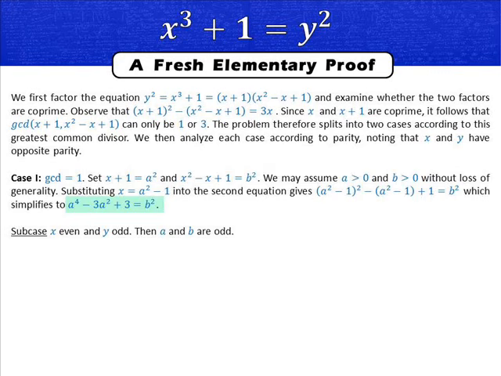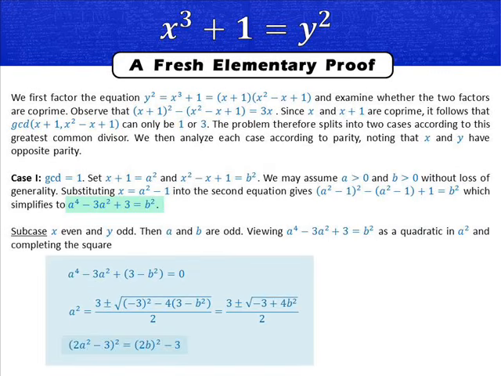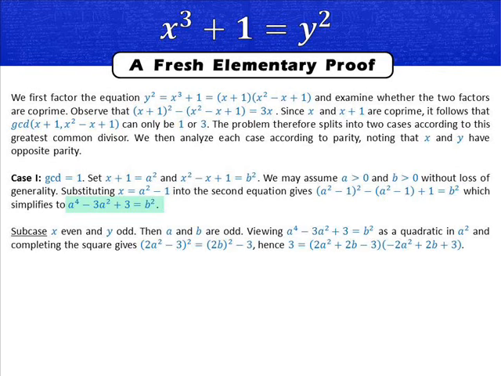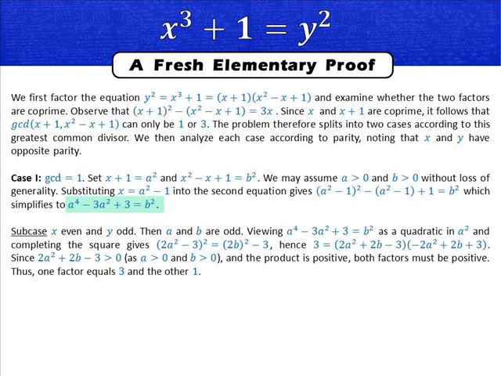Then a and b are odd. Viewing this equation as a quadratic in a squared, and completing the square, we get a square equals a square minus 3. Hence, 3 can be factored as (2a squared plus 2b minus 3) times (minus 2a squared plus 2b plus 3). Since the first factor is bigger than 0, as a and b are bigger than 0, and the product is positive, both factors must be positive. Thus, one factor equals 3 and the other 1.